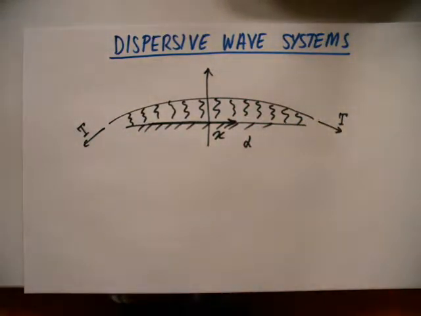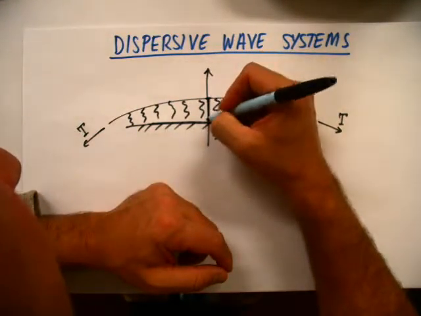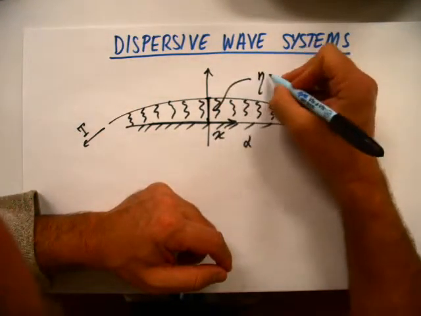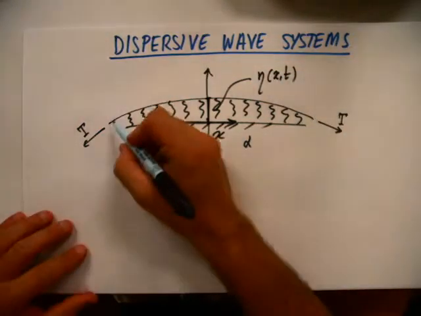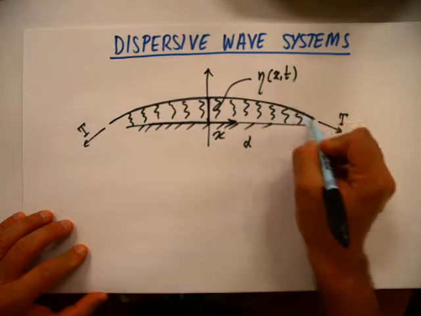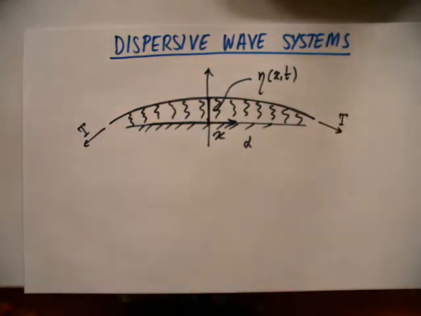Okay, we consider this a uniform elastic bed, and let's assume that at any point x we know the elevation, the displacement of the string, which we call eta, which is a function of position and time. And we would like to derive the governing equation of motion of this string.